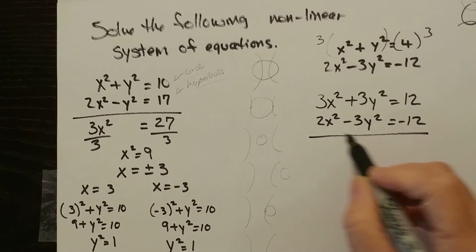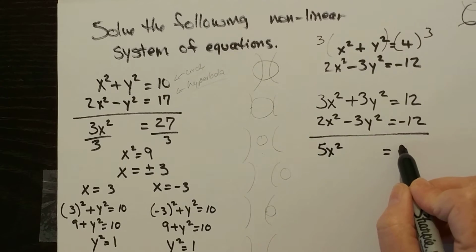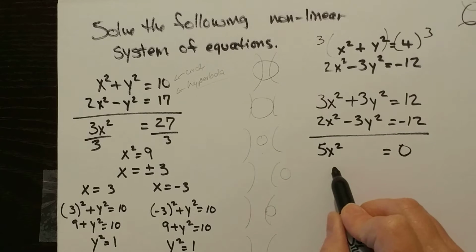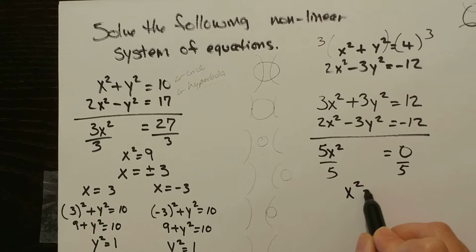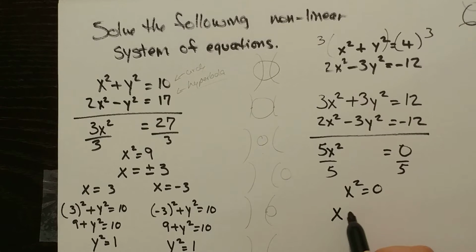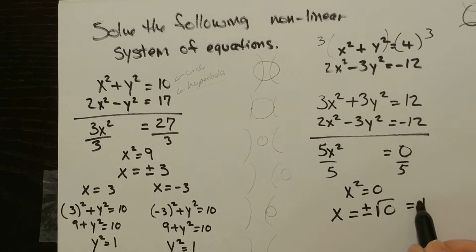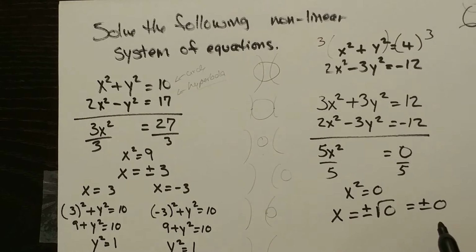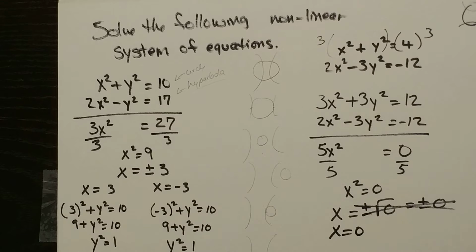And when I add these together, I get 5x squared plus a 0 is equal to 0. I'm going to divide both sides by 5. And I get that x squared is equal to 0. So x is equal to plus or minus the square root of 0, which is plus or minus 0. But this is just a little bit silly because 0 is not positive or negative. 0 doesn't hold a sign, it's just 0. So I only got one answer for my x this time.